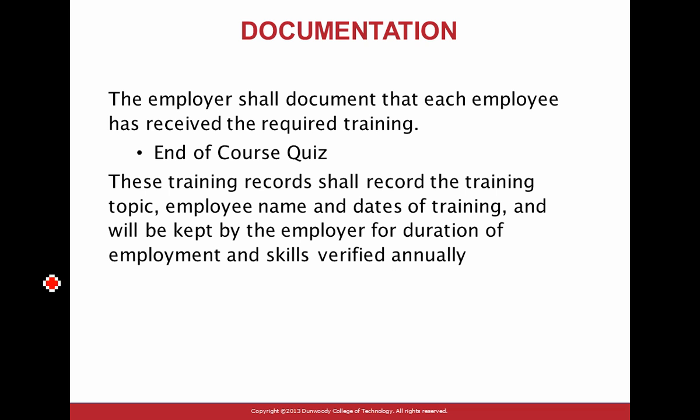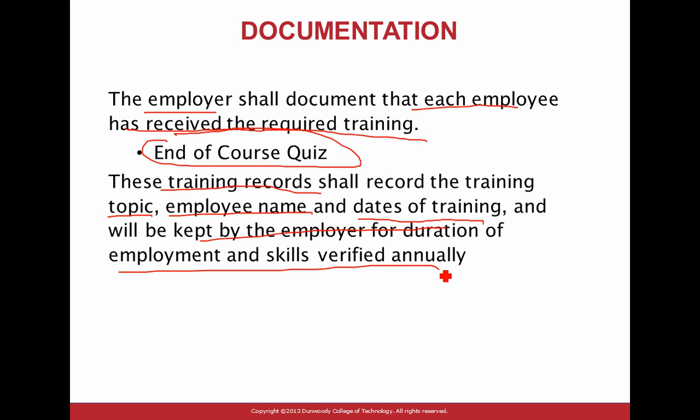Documentation. Your employer, 3M, guys, shall have documentation that each employee like yourself has received the required training, and that's why we take that quiz at the end of the course, that you have received it and you know what the training is all about. And they keep it on record. This is just FYI, a record. We have to tell them the training topic. You guys have documentation of the training topic. Employee name is on the quiz, and the date of the training, and it will be kept for the duration of the employment, with skill verification annually.